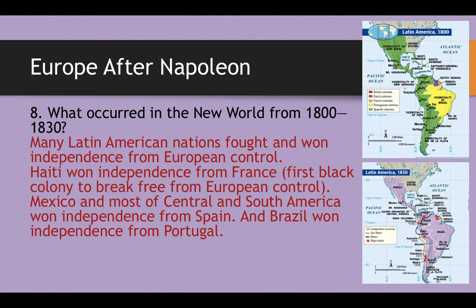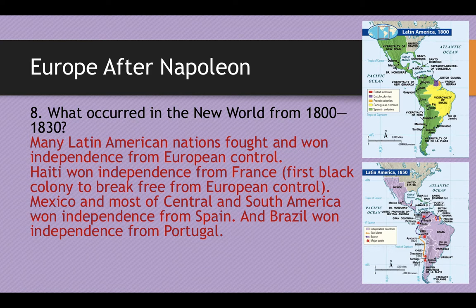Now, just a few examples here. Haiti won independence from France. Now, this was a big deal because this was the first black colony to break free from European control. It was a colony almost entirely made up of former slaves, and they broke free from European control. Then Mexico and most of Central and South America, if you look on the top map there, all the area in the green, they broke apart from Spain. They declared independence from Spain. And then Brazil, in the yellow there, declared independence and won independence from Portugal.